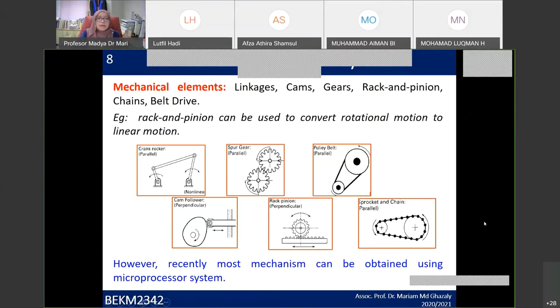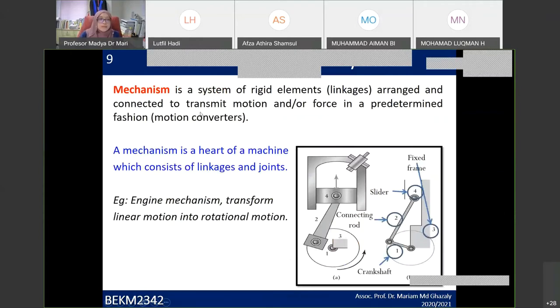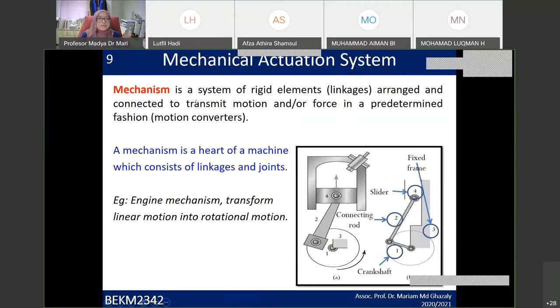Okay. So these are a few examples, but we are going to go into detail later on. So mechanism, what is the definition of mechanism? So mechanism is a system of rigid elements comprised of linkages. What are linkages? So this is a linkage. Okay? One tube like this is one linkage. Arranged and connected to transmit motion or force in a predetermined fashion.